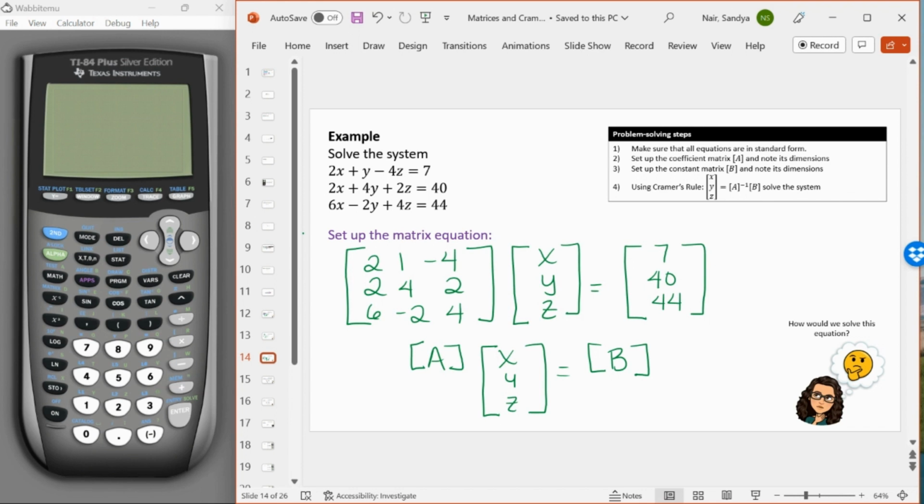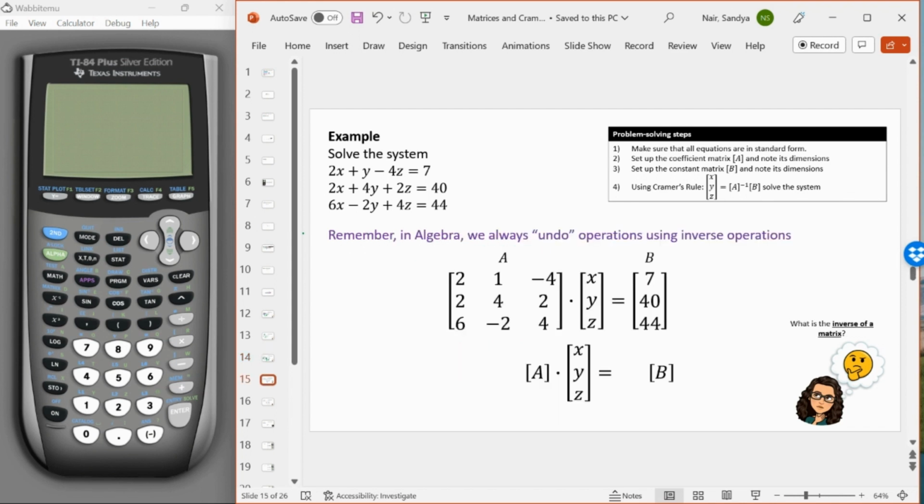So now what I'd like for you to think about is how we would solve this equation. We're always trying to isolate variables in algebra and find the values that equal the variables. So here I have a matrix equation. I want you to think about how we would use the algebra that we know to solve this equation and figure out the values of x, y, and z.